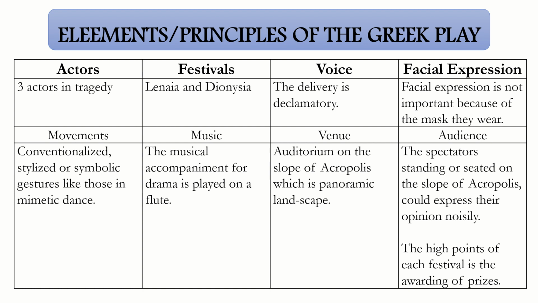Music: the musical accompaniment for drama is played on the flute. Venue: auditorium on the slope of the Acropolis, which has a panoramic landscape. Audience: the spectators standing or seated on the slope of the Acropolis could express their opinion noisily. The high point of each festival is the awarding of prizes.